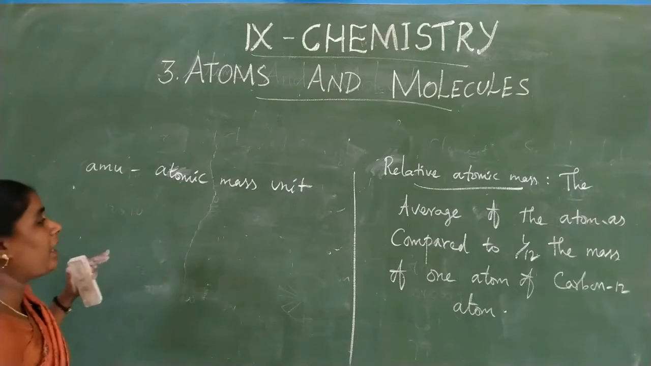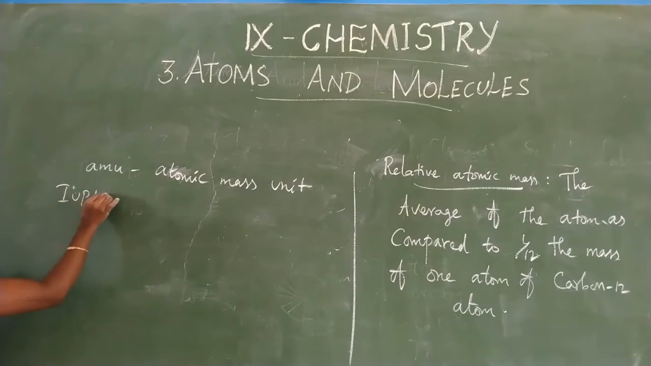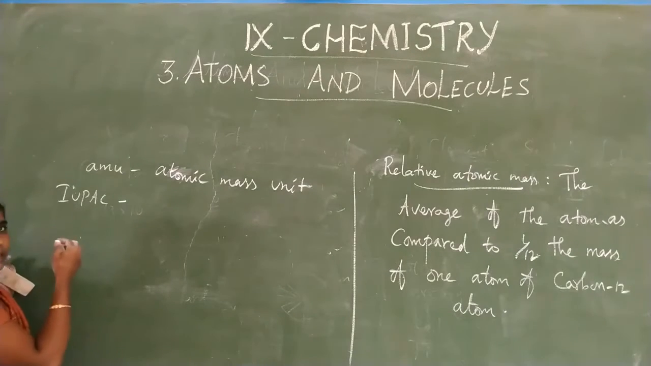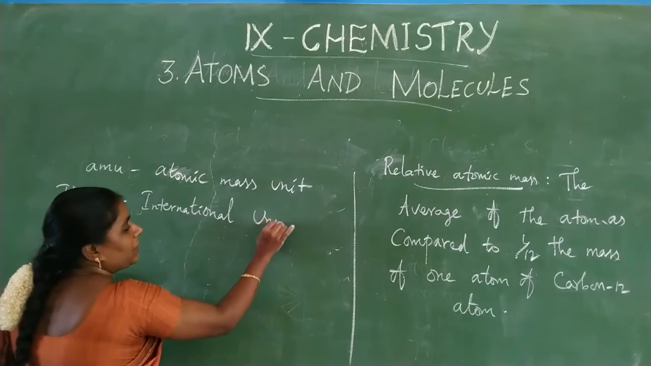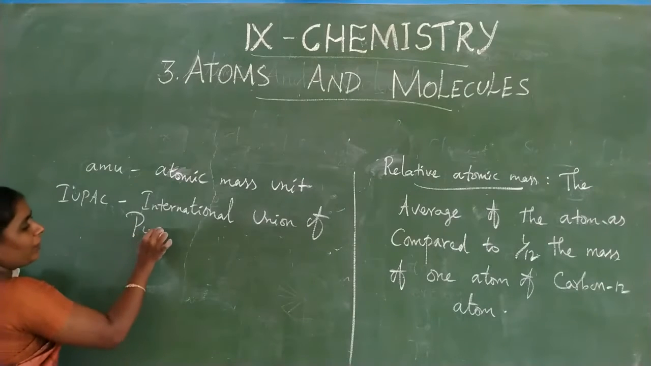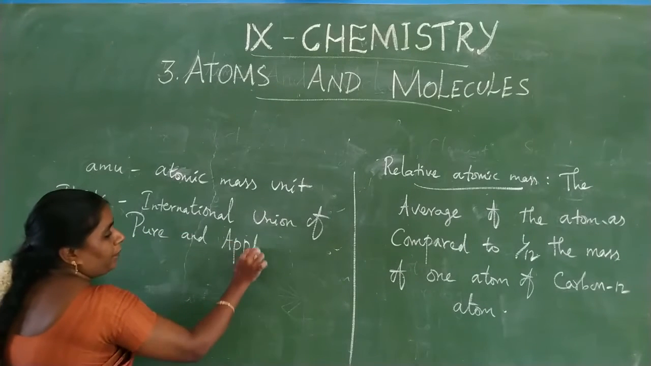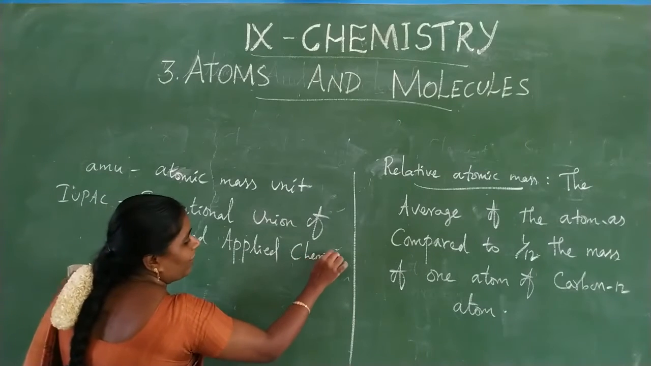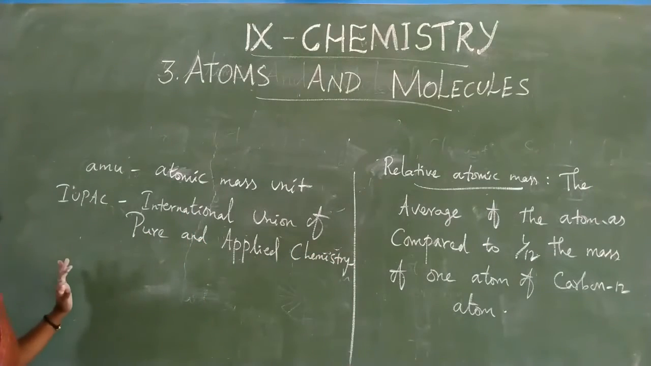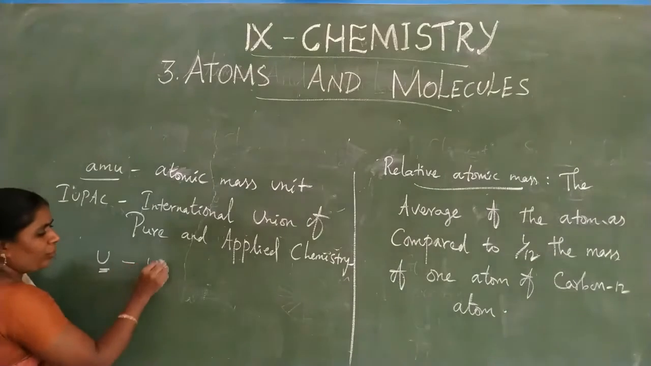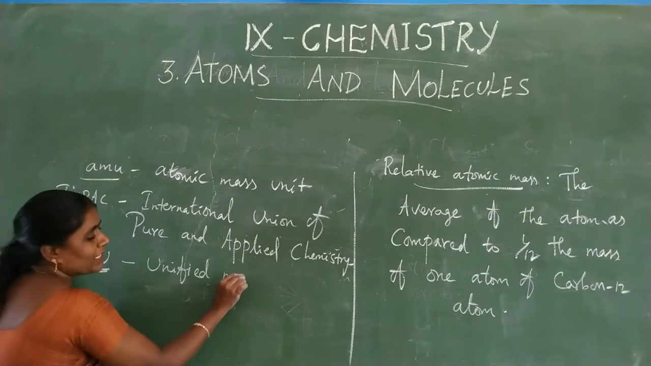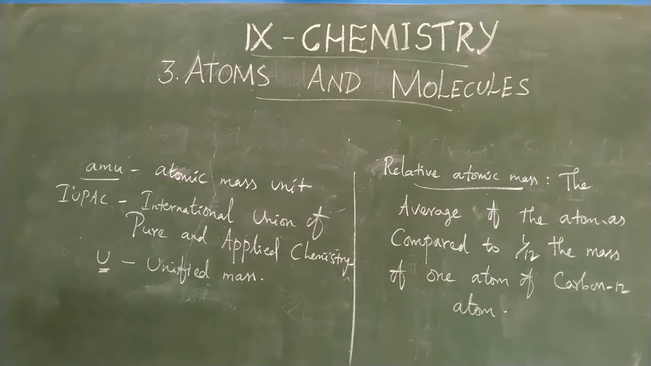But nowadays, based on IUPAC recommendation. In the last class I informed you, IUPAC is the International Union of Pure and Applied Chemistry. Based on this only, we are naming all the elements and compounds as well. So based on this IUPAC recommendation, nowadays instead of AMU, we are using u as the unit of atomic mass. u is unified mass.